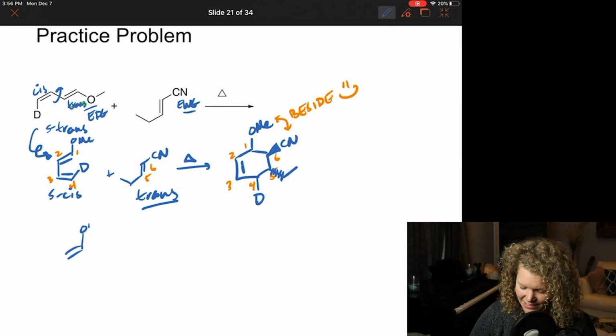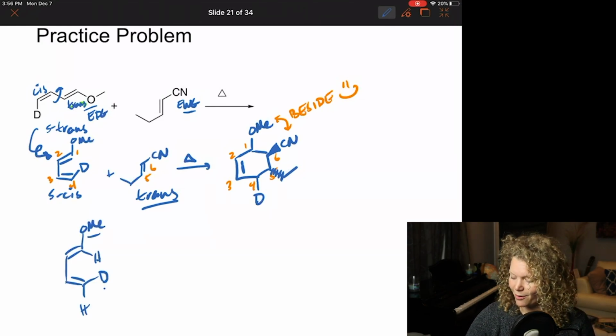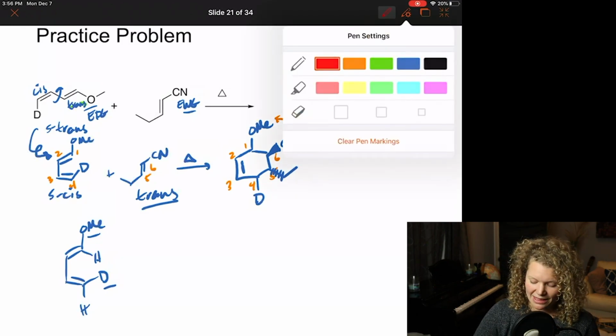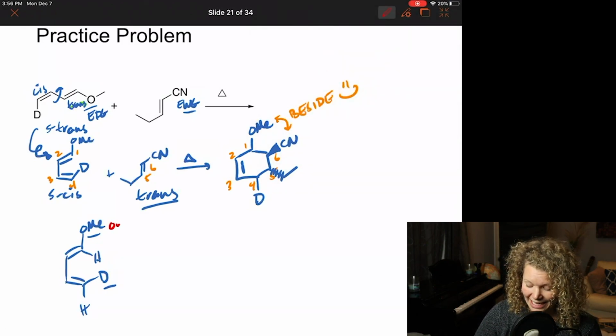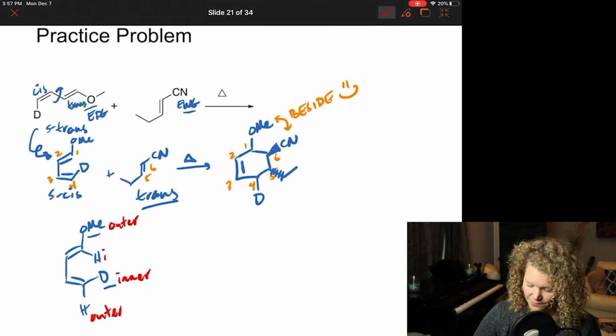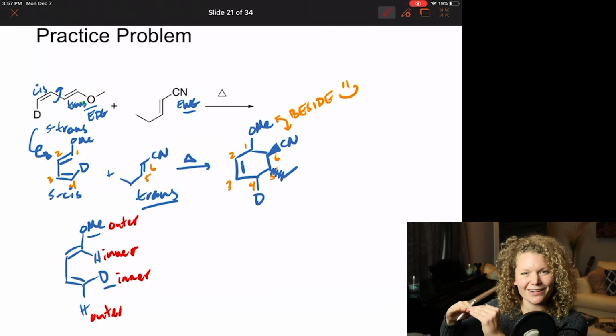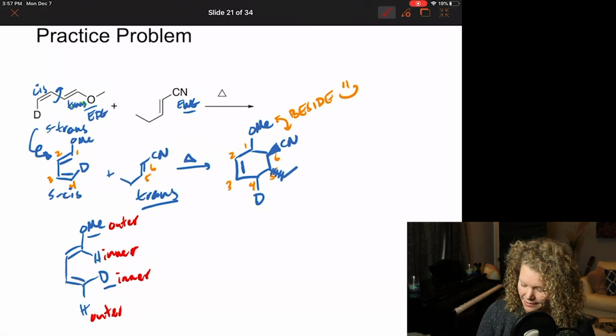Now let's do our endo-exo selectivity to figure out the other two stereocenters here. We know that we have this diene, okay, and our methoxy and our deuterium are in different positions here. This methoxy would be considered to be in an outer position, right? And our deuterium is considered to be in the inner. This proton here is outer, okay, and inner. When I say inner, these are the ones that are kind of pointing towards each other in that diene.